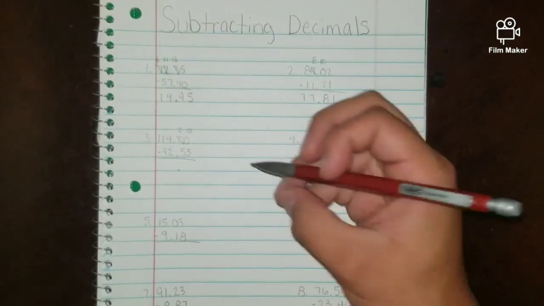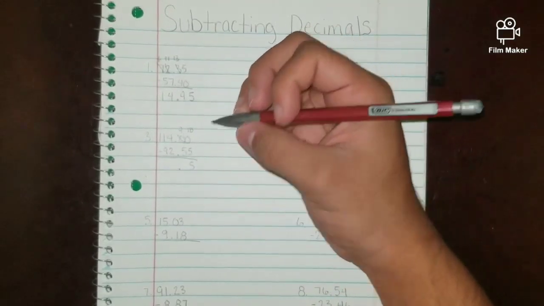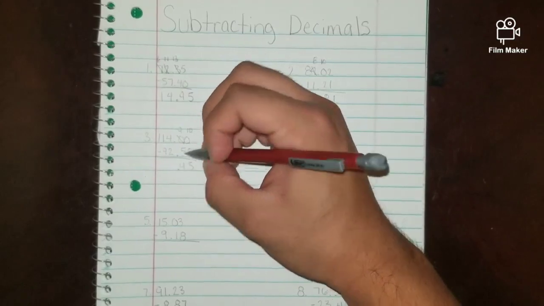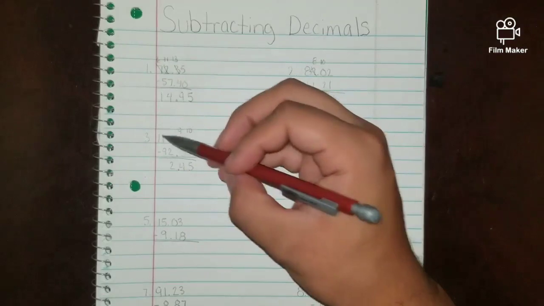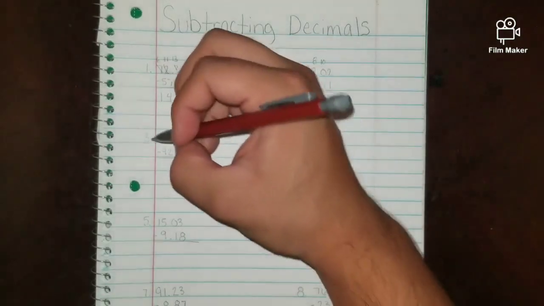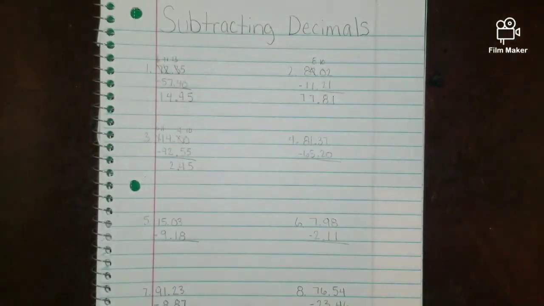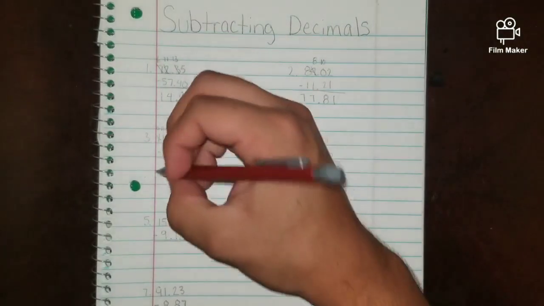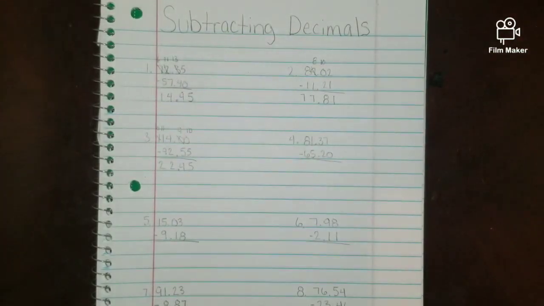10 minus 5 gives us 5. 9 minus 5 gives us 4. 4 minus 2 gives us 2. 1 minus 9 we cannot do, so we borrow from the 1, making that a 0, and the 1 an 11. And 11 minus 9 gives us 2. For a final answer of 22.45.